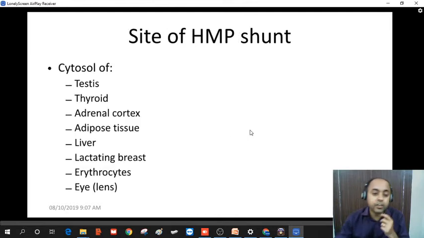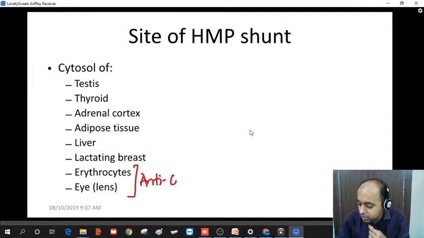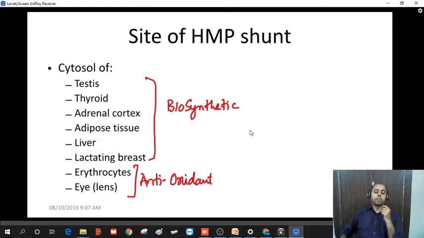HMP shunt is upregulated in the testis, where we need the sex steroids. In thyroid, the thyroxine hormone is formed. In adrenal cortex, the different hormones are being formed. In adipose tissue, for lipogenesis. In liver, for widespread synthesis. In lactating breast, again for lipogenesis. In erythrocyte and in the eye and lens, their main role is the antioxidant function. Whereas in others, the main role is the biosynthetic function.